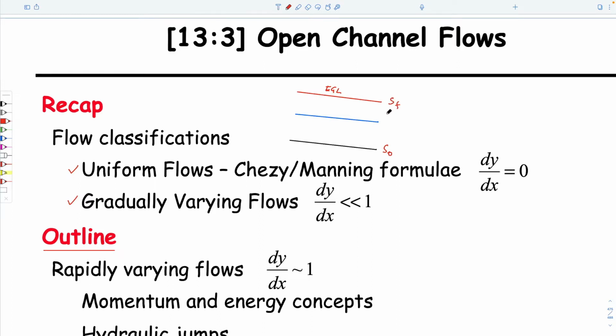S sub F, and the gradient of the water as SW. We had the depths of these flows as upstream and downstream, Y upstream, or Y1 and Y2. We had the velocities of these individual components, V1 squared over 2g, etc.